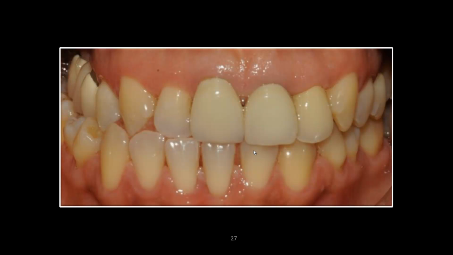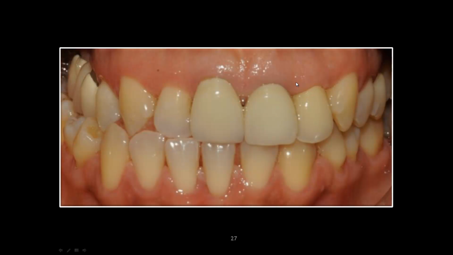So let's look at the first clinical case. This patient presented in my office with a complaint that she doesn't like her front teeth. By looking at this case, we have to look at the position of the papilla between different teeth. Look at the position of the papilla between the central and lateral.